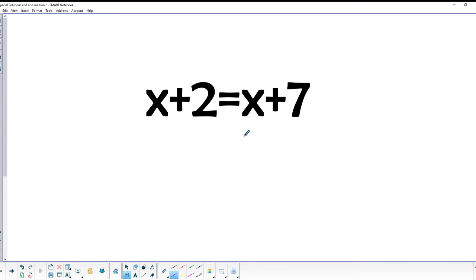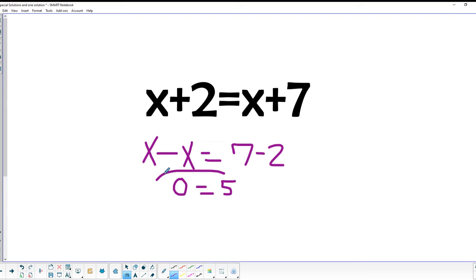This one's got variables on both sides, so if I move this x to the other side and this 2 over here to the right side, then we'll be ready to solve this. So I will have x subtract x on the left side equals 7 subtract 2 on the right side. And when I do x minus x, I get 0. 0 equals 5 is my final answer. So in that case, I have two numbers that don't equal each other. So what we say in this case is that there is no solution.